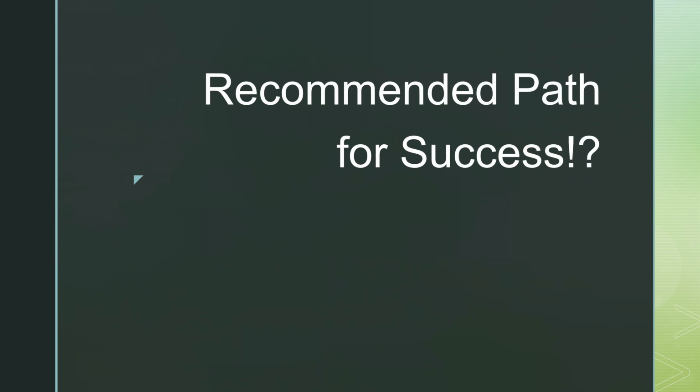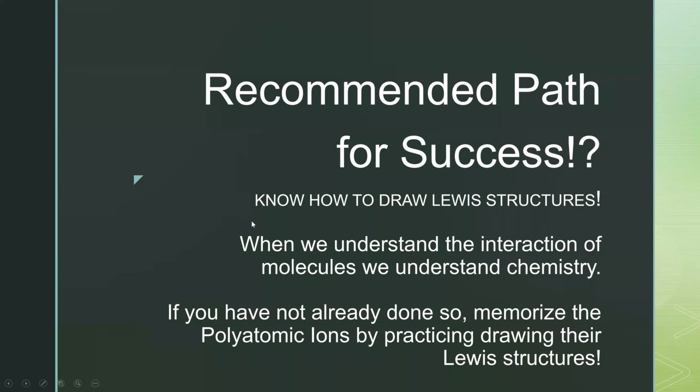So the recommended path for success in this class when it comes to studying Lewis structures is to know how to draw them. They're important. Understanding molecular bonding is going to be important later. When we understand the interaction of molecules, we understand chemistry, because when you think of chemistry, you think of explosions and stuff. Well, understanding what's going on at the molecular level is going to help us understand why things are exploding. And Lewis structures are just the first step, kind of like that elementary math of why chemistry happens and why chemistry does what it does.